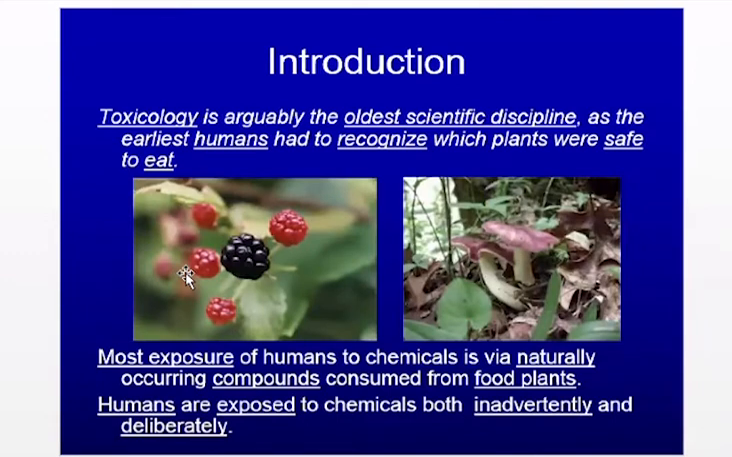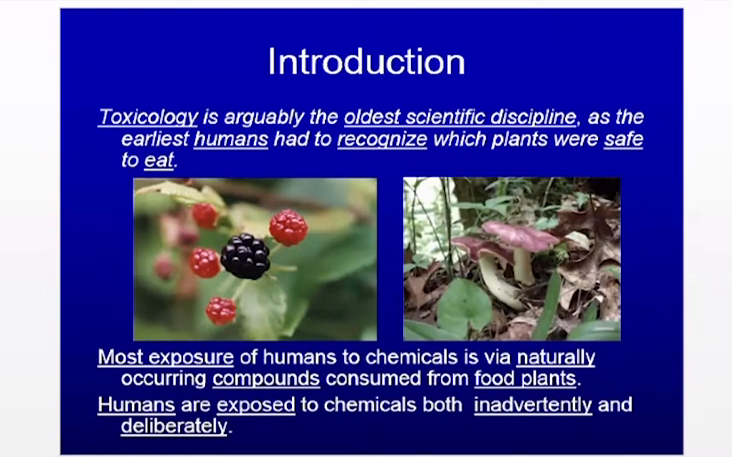Now, the scientists have argued that actually toxicology is the oldest scientific discipline. That from time immemorial, people have understood the concept of poisons and toxins. And they have recognized that actually they come from plants, animals, and also just the natural environment from microorganisms. And there was need, therefore, for humans to know exactly which plant was toxic and which one was not.